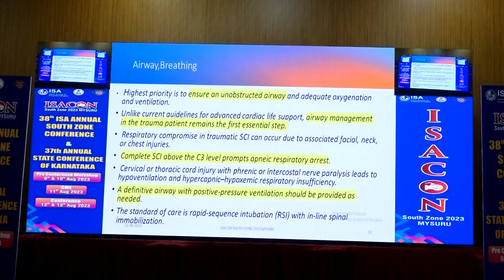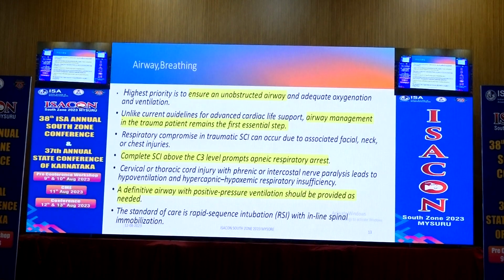So highest priority is always to ensure an unobstructed airway with adequate oxygenation and ventilation. So here the dictum is airway management of the trauma patient is going to be the first essential step in your care of spinal cord injury. And then always remember, if there is a cervical trauma at the level of C3, there is going to be an apneic respiratory arrest, while in thoracic cord injury, most of the times the phrenic nerve and intercostal nerve are going to be involved, and that can lead to hypoventilation and hypercapnic hypoxemic respiratory insufficiency.